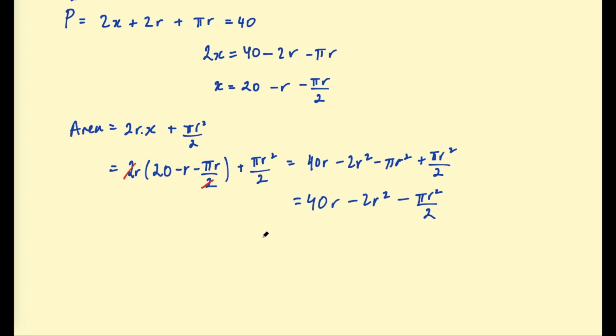So we can find dA on dr, so the rate of change of the area with respect to r, which will be 40, applying the power rule to each term, 40 take 2 times 2 is 4, -4r, subtract 1 from the power, and then again, multiply the coefficient by 2, subtract 1 from the power. So we've got negative pi r squared on 2, and if we differentiate this, it's -2 pi r on 2, so those 2's cancel. So then we're just left with pi r. Now we have the derivative.